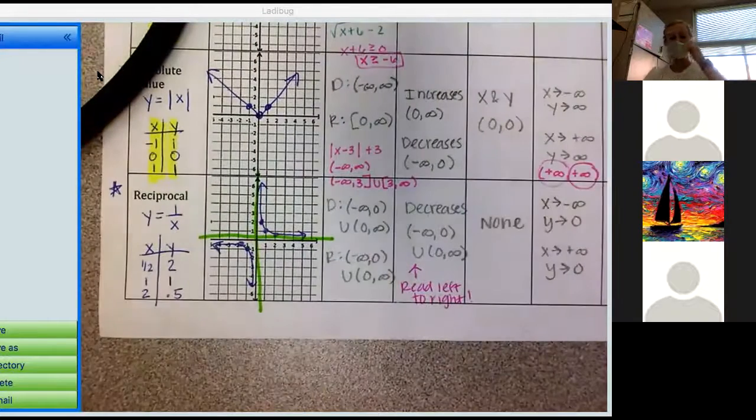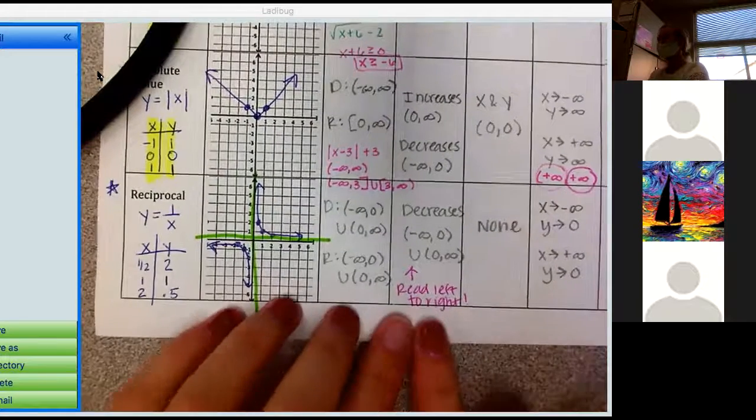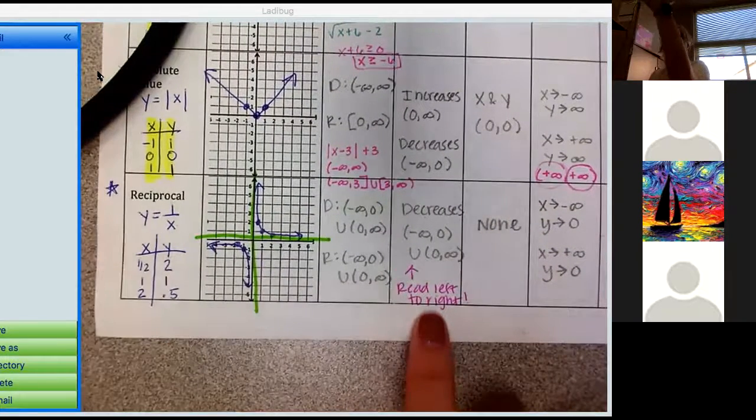All right, some of us are missing this. We need to make sure we're okay with this. When you do increasing and decreasing, you read a graph from left to right because we're talking about when it increases or when it decreases. So I'm talking about the x's, right?